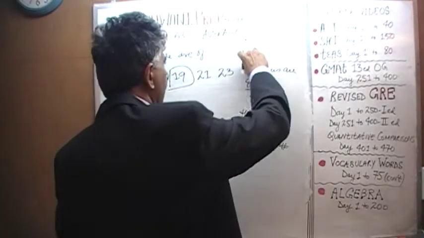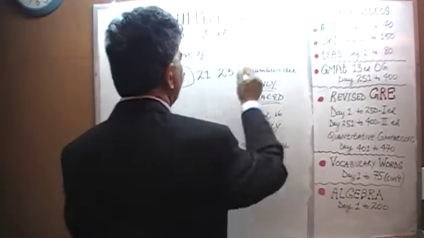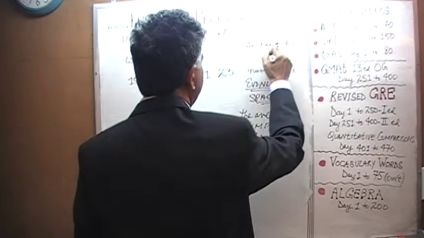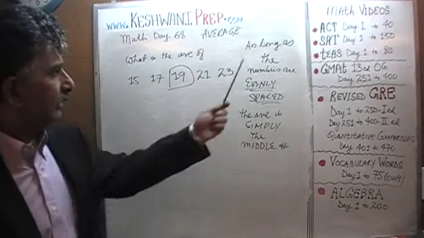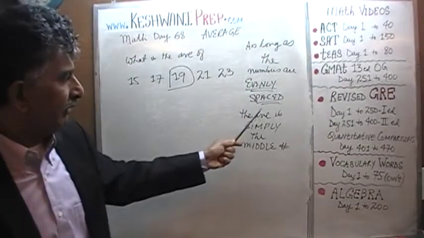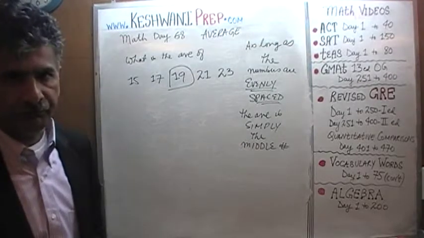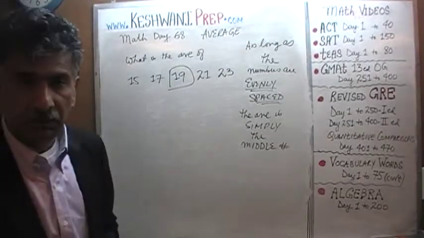As long as the numbers are evenly spaced, the average is simply the middle number. Average here is 19. Let's do one more.